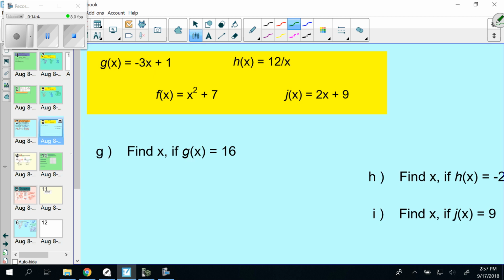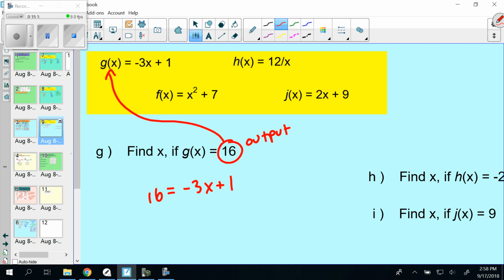All right, last ones. These ones now are kind of giving us the information the other way. So here it says find x if g of x equals 16. So what they're telling us on this one is we know what the final output is going to be. This is our output. So what we want to do is substitute that in for the output and see what the input is going to be. So now we have 16 equal to what our function does. If we solve this, we can find the input. So now you're just working backwards here. Subtract 1.